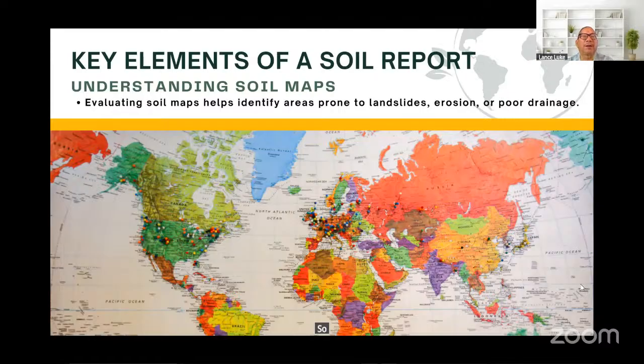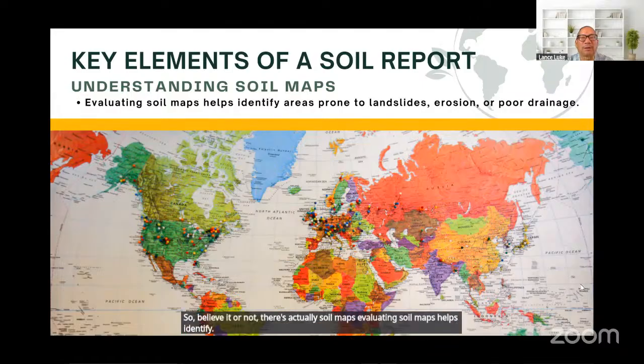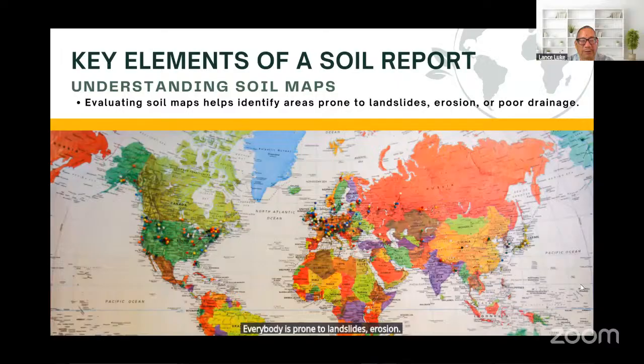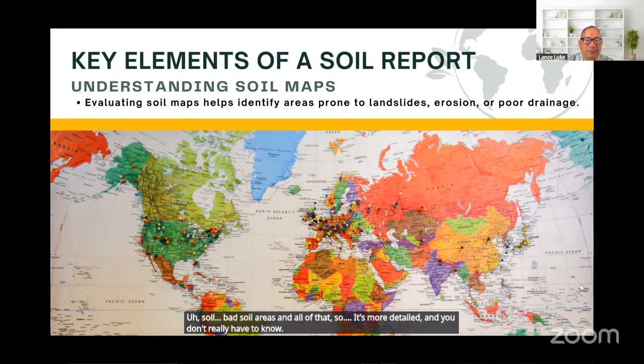So believe it or not, there's actually soil maps. Evaluating soil maps helps identify areas prone to landslides, erosion, and things like that. It's sort of like a map for history, where you have countries and areas, but then designated bad soil areas and all that. So it's more detailed, and you don't really have to know everything about this.